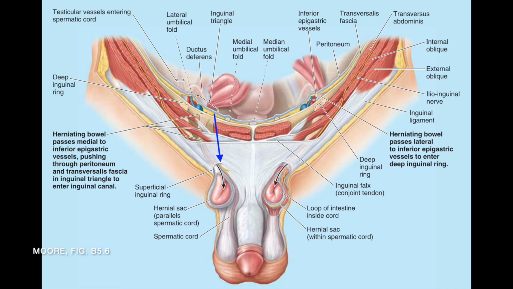Direct hernias protrude through the inguinal triangle when the wall becomes too weak and continues to travel down the inguinal canal, while indirect hernias protrude through the lateral fossa and travel down through the deep ring all the way down to the superficial ring.